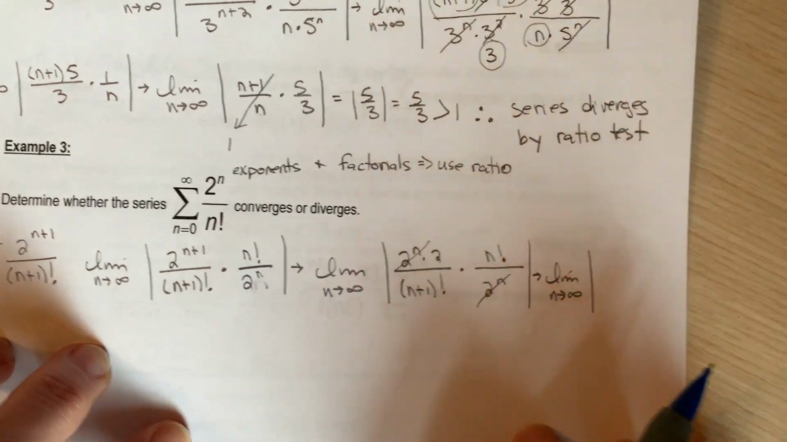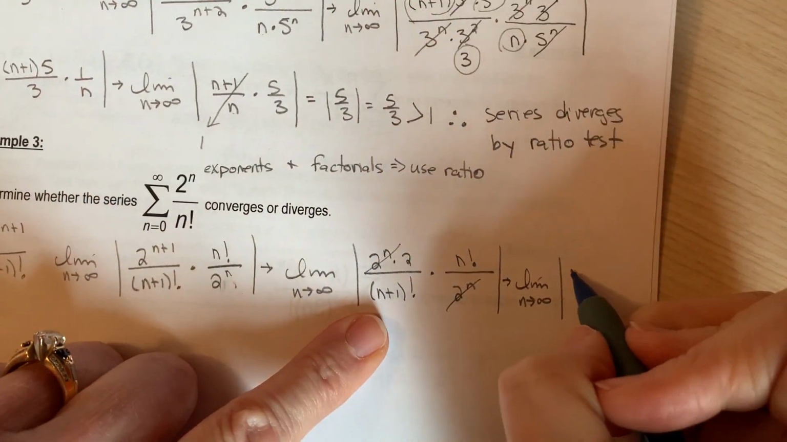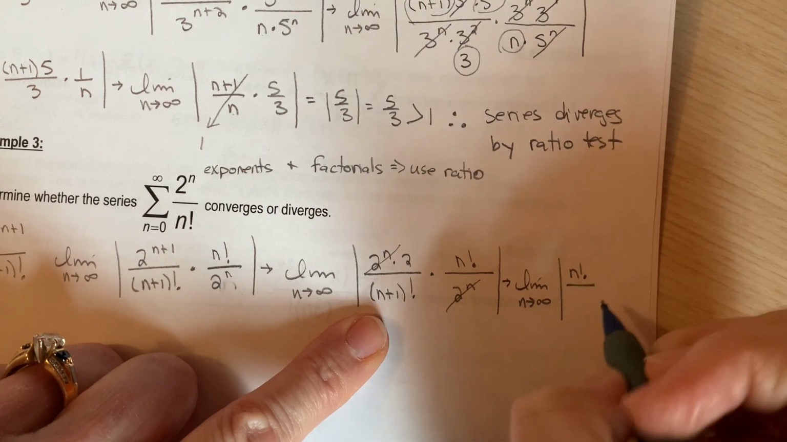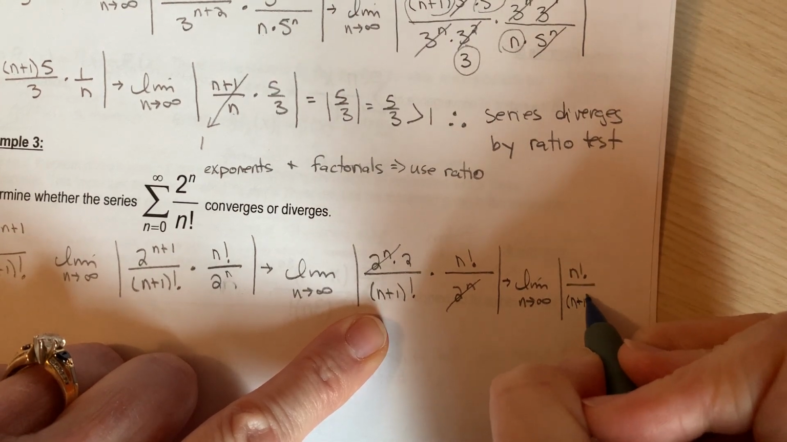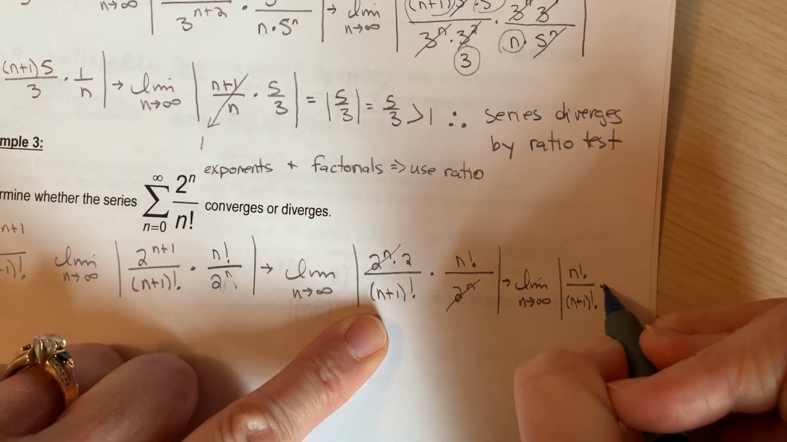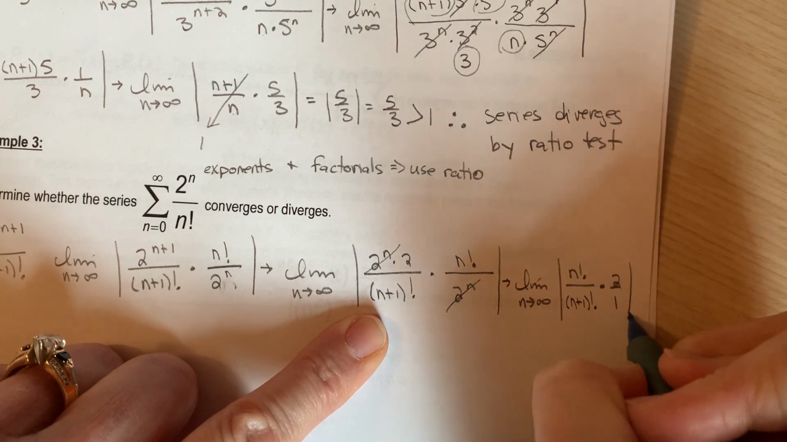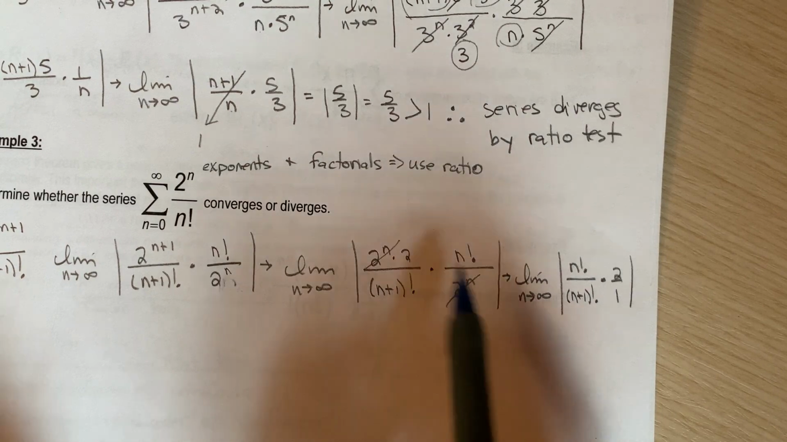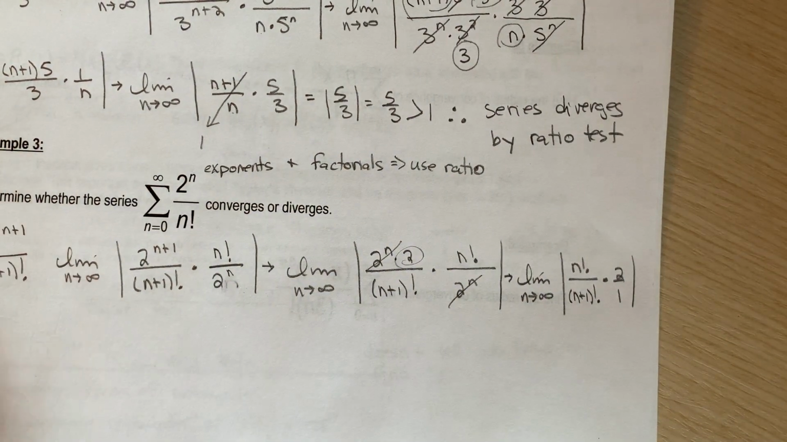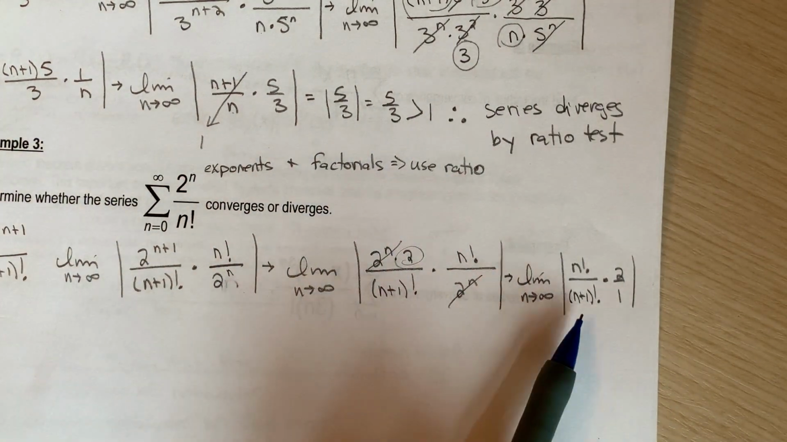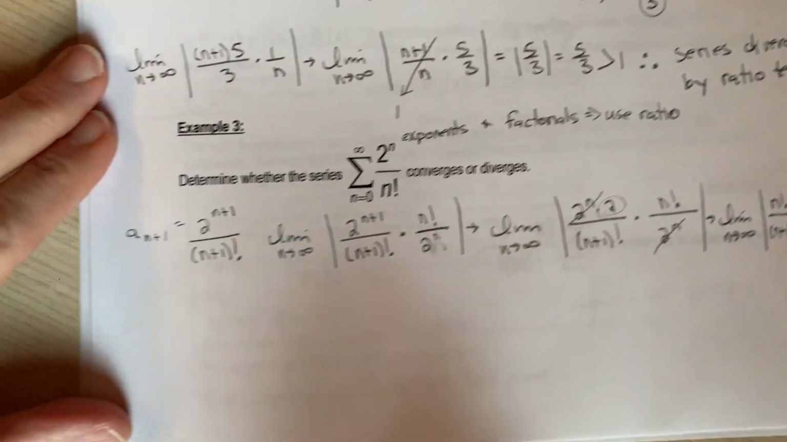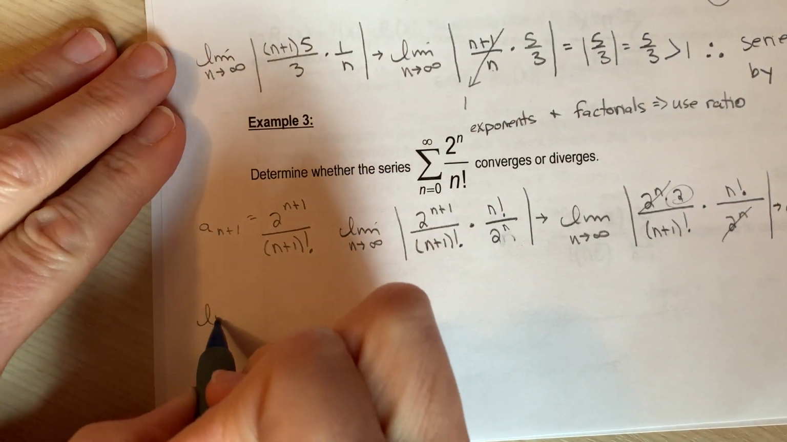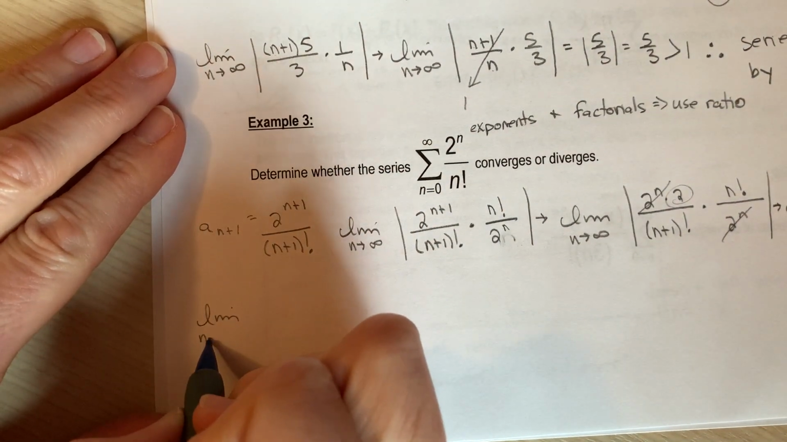So now I'm going to put these factorials together. So I'm going to put n factorial over n plus 1 factorial times 2 over 1. Keep everything as a fraction. So I am just rearranging this a little bit. Remember, this is what's left. Don't forget that 2 on top. Now we're going to talk about how we can simplify that. I'm going to do it within the limit.